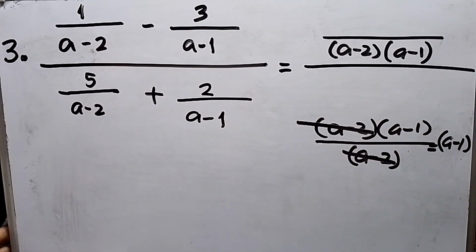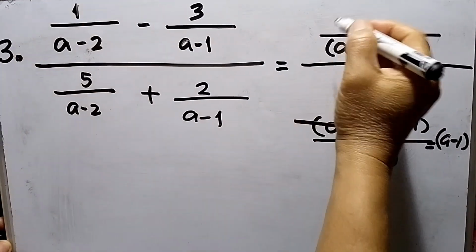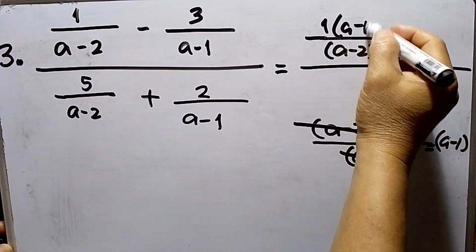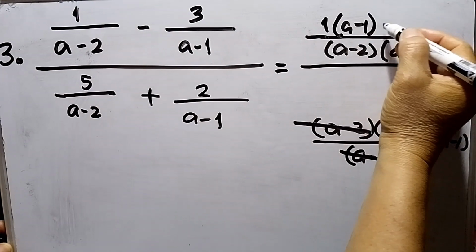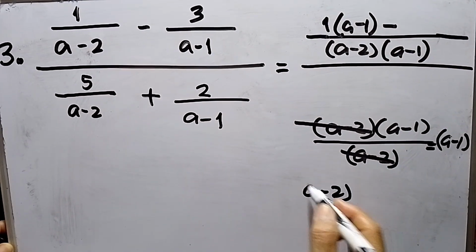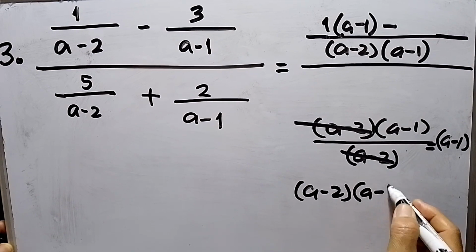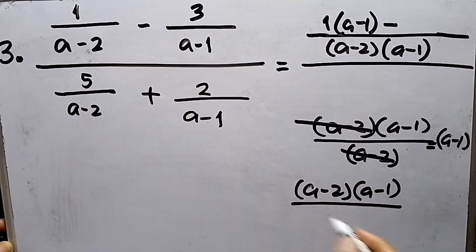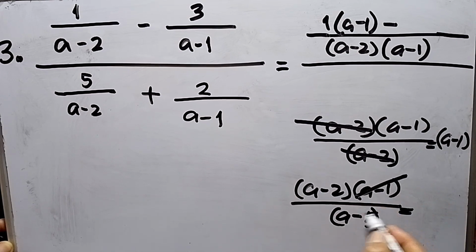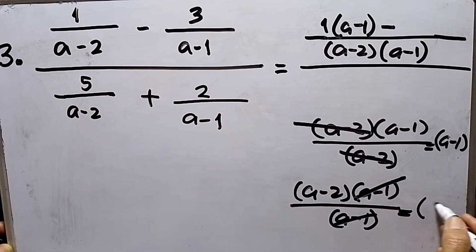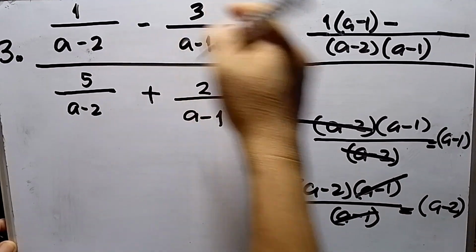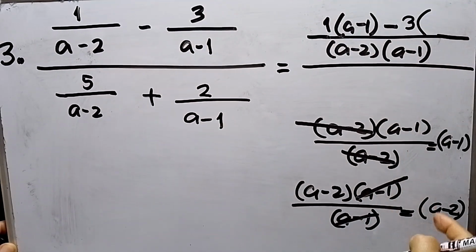So I need to write first this one, 1, and then times a minus 1. And then the operation is subtraction. Then LCD a minus 2 and then a minus 1 is divided by the second denominator, which is a minus 1. A minus 1 will be crossed out, so I have a minus 2. Then the numerator will be 3 times a minus 2.